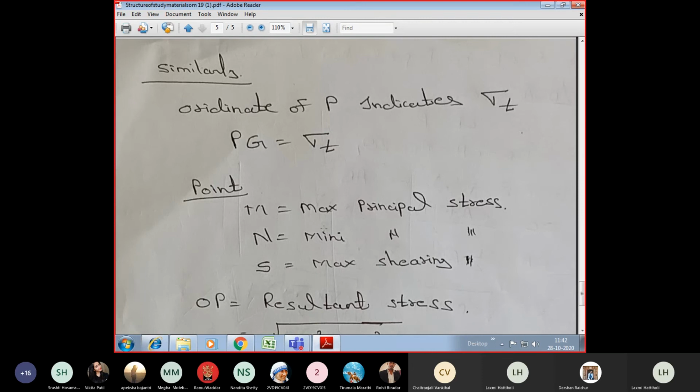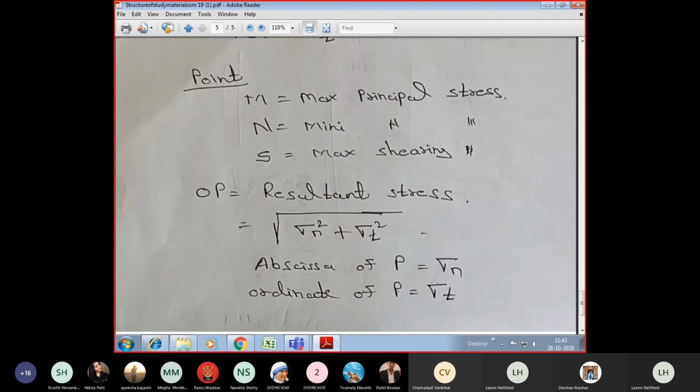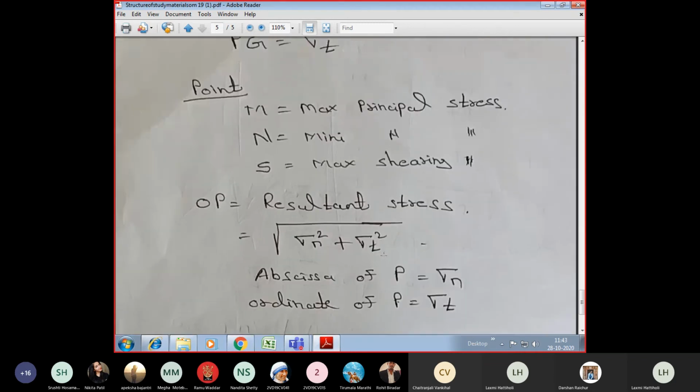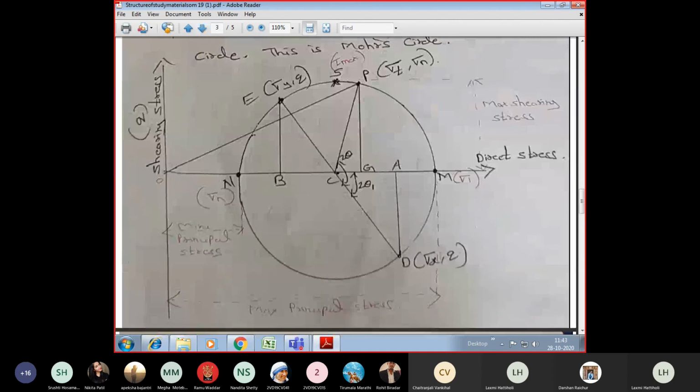Now after this, I can say that OP in the circle indicates the resultant stress, sigma, root of sigma n square plus sigma t square. And the abscissa of P is sigma n, the ordinate of P is sigma t. Right? So this is all about the Mohr circle and its construction. In the next class, we shall go to numerical examples on the Mohr circle. We shall see how to draw the graph, and then that completes your compound stress.